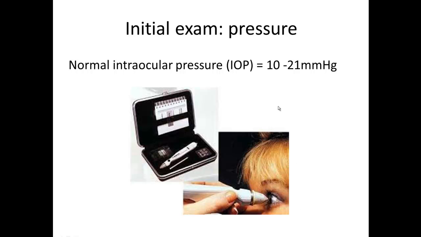All right. Another part of the initial exam is to test pressure. A lot of primary care offices don't have this, but I know that most emergency rooms do have a Tono-Pen. Normal intraocular pressure is between 10 to 21 millimeters of mercury, and you test it most easily using one of these nifty little Tono-Pens. There's a little sterile cover that you can put on, and you barely just touch it to the front of the person's cornea after numbing them, and it gives you a pressure readout.